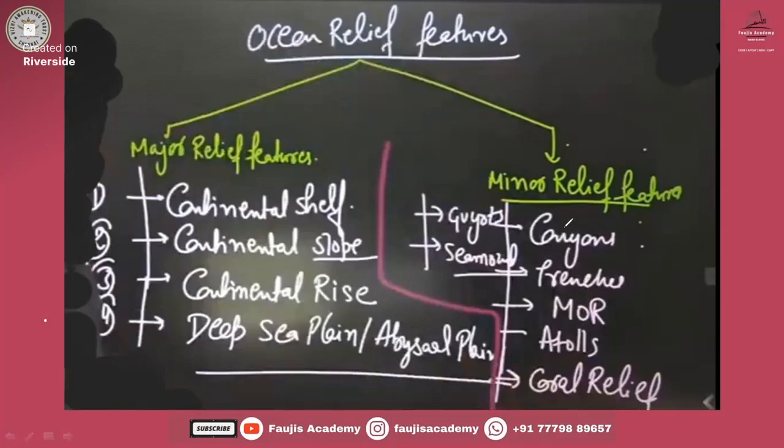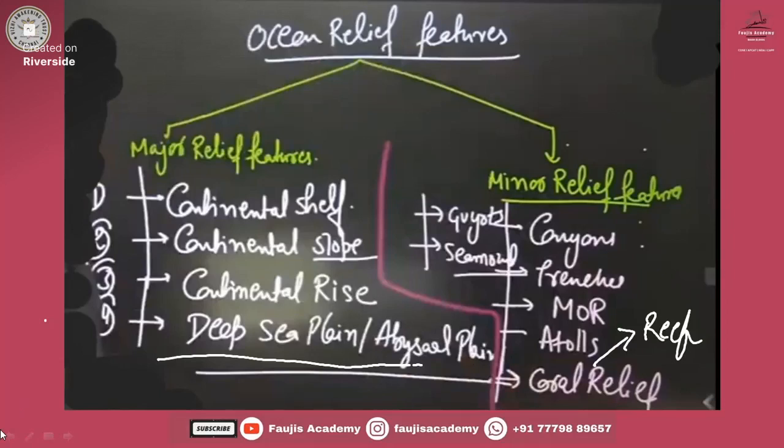And in the minors, we have mentioned canyons, trenches, mid-oceanic ridges, atolls, coral reef, then we have guyots and seamounts. All these minor relief features are parts of the deep sea plain, or abyssal plain. So these are the minor relief features, and the shelf, slope, rise, all these are the major relief features.